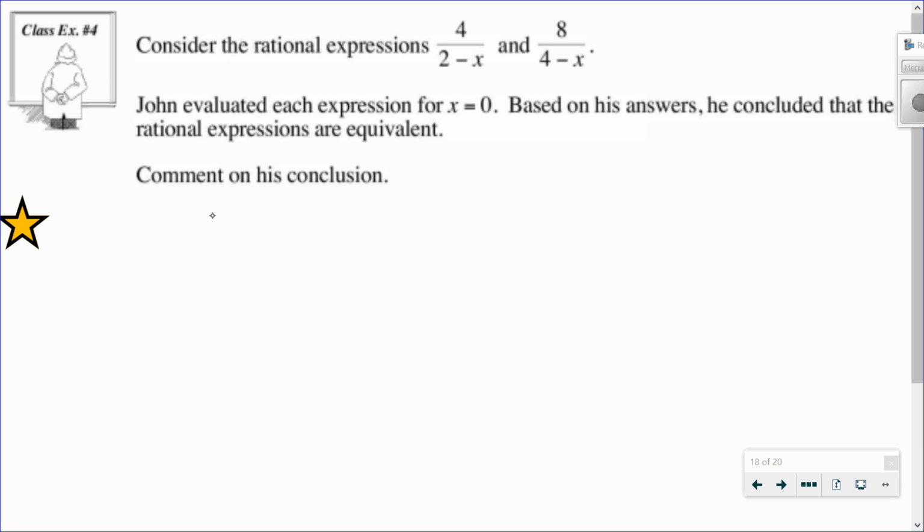Okay, let's try this one here. Consider the rational expressions 4 over 2 minus x and 8 over 4 minus x. John evaluated each expression for 0. Based on his answers, he concluded that the rational expressions are equivalent. Comment on his conclusion. So he just put in a specific value of 0.